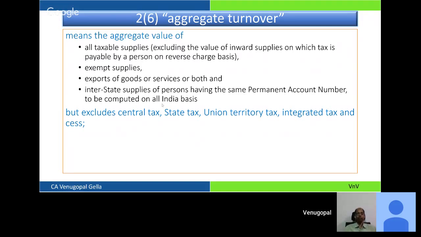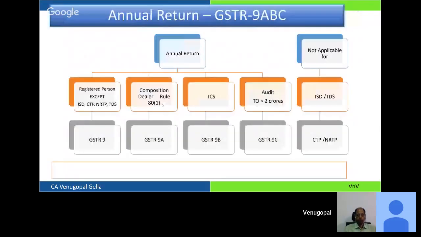Once it is clarified that GSTR-9C is applicable, check that 9C is to be filed for everyone. If 9C is applicable to everyone, then we have to file 9C.